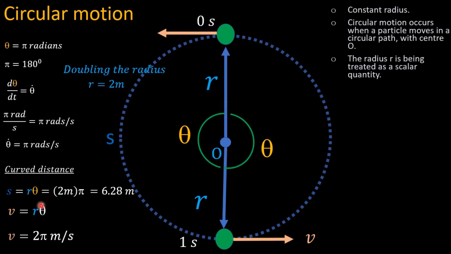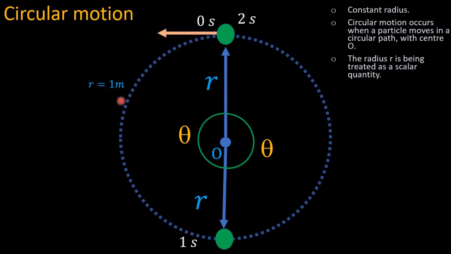So if we want to calculate the velocity, we do v equals r times theta dot, where r was 2 meters, where theta dot was pi radians per second. So if we put that in, we just get 2 pi meters per second. So the velocity has doubled because it has to cover double the distance in the same amount of time. So that would mean the velocity would have to double.